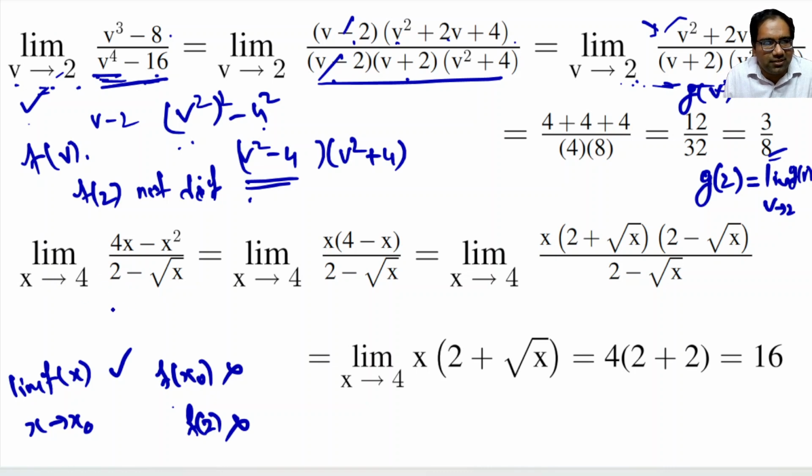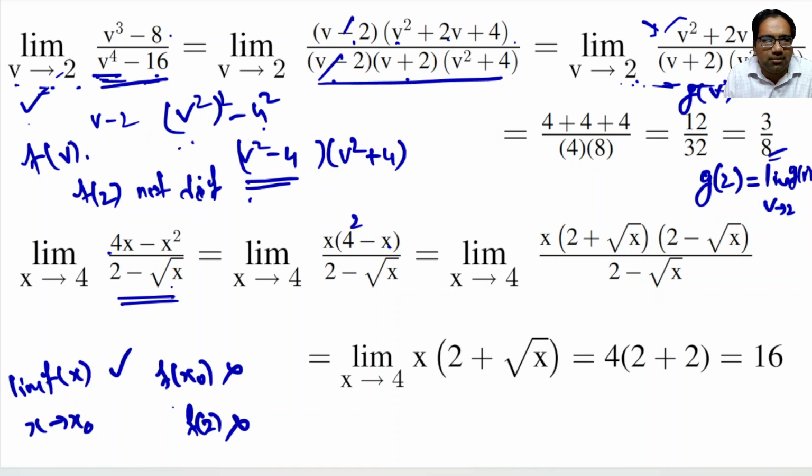Now let's take this case. Let's say this is f of x. f of 4 is not defined. Why? Because 2 minus root x is becoming 0 at x equal to 4. f of 4 is not defined, but the limit is defined. How do we calculate this limit? We want to eliminate this 2 minus root x. How do you do this? We have to find a common factor. In 4x minus x square, let's take x common: x into (4 minus x).